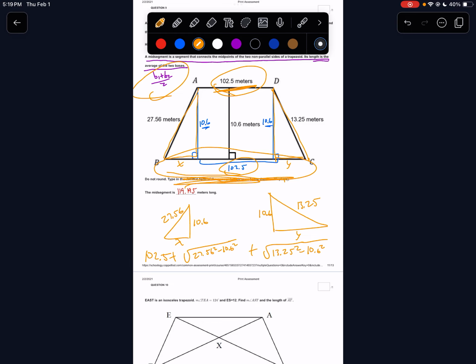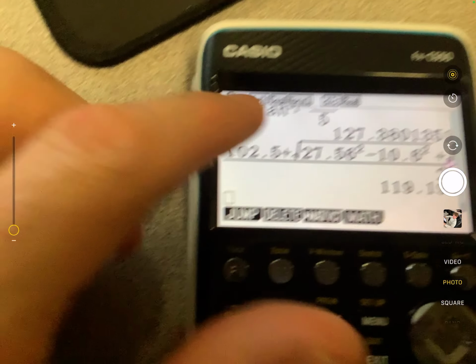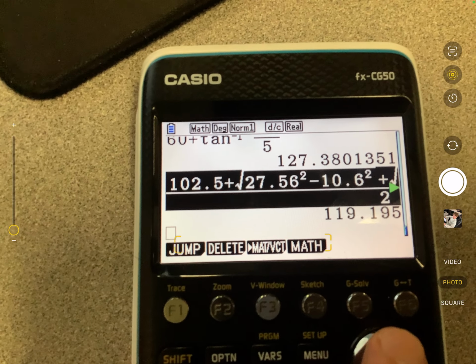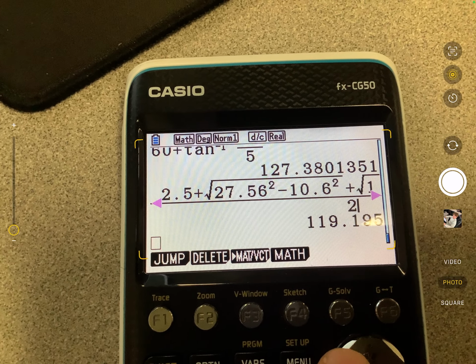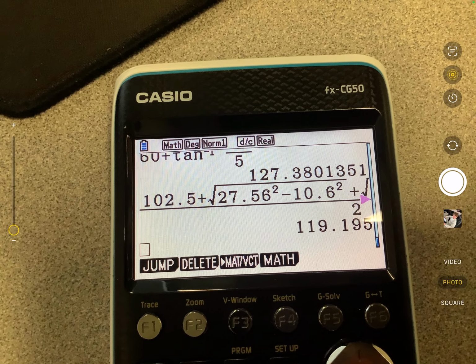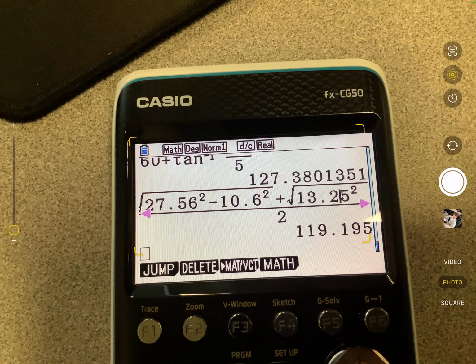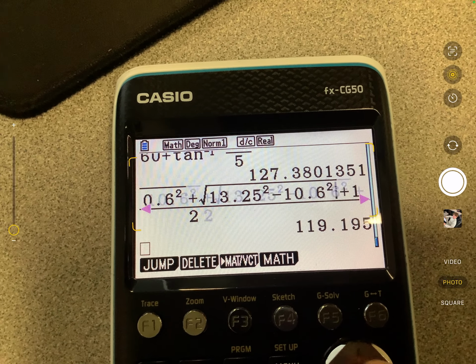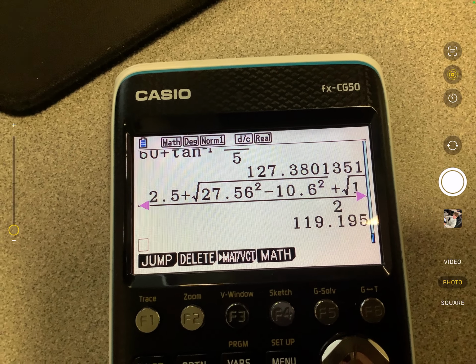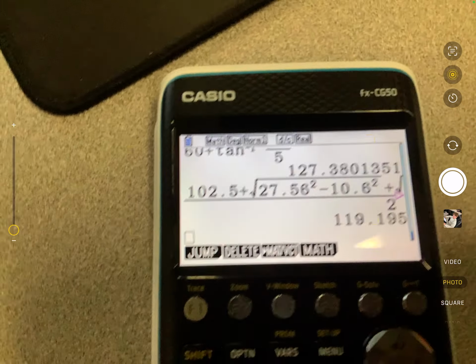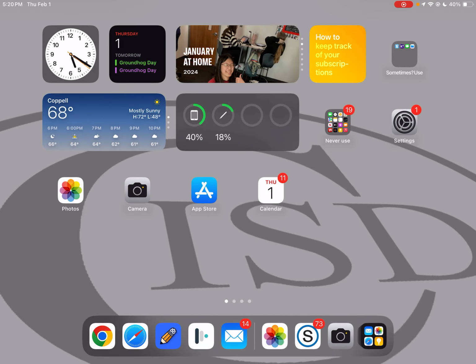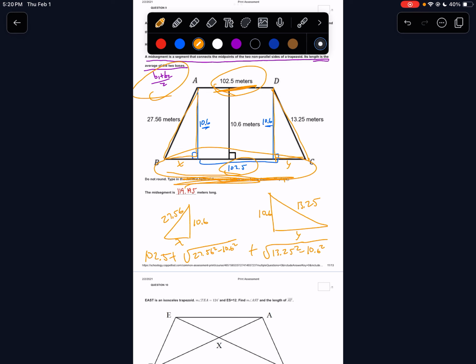So it actually does come out to an exact value like it said. So I started my fraction. I did 102.5, you can see everything in there. I added the first Pythagorean theorem we did, plus the second Pythagorean theorem we did, plus the other base, all over 2 to get the average of the bases. So we have a final answer of 119.195.